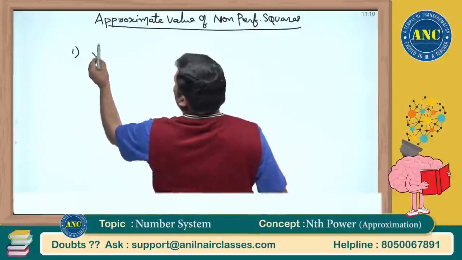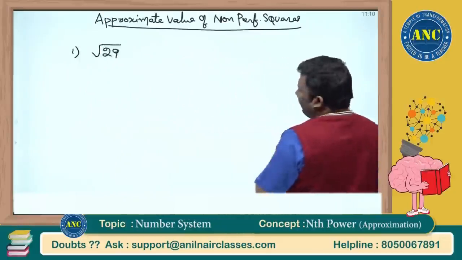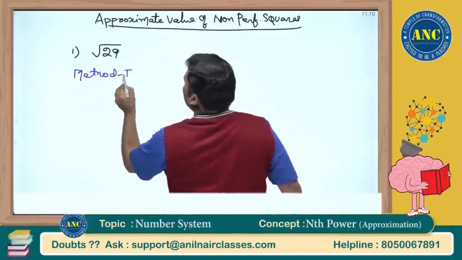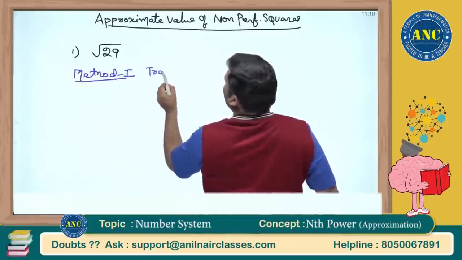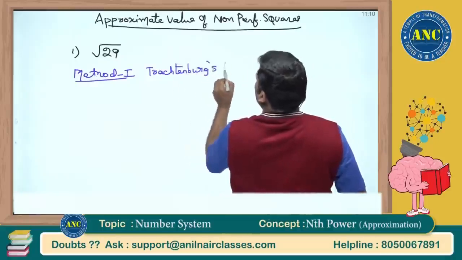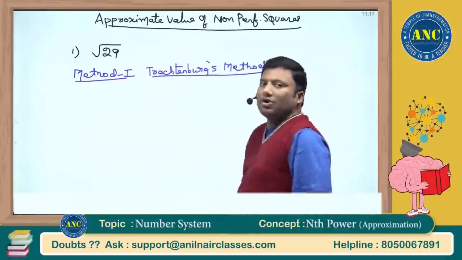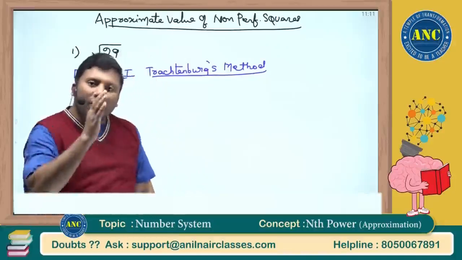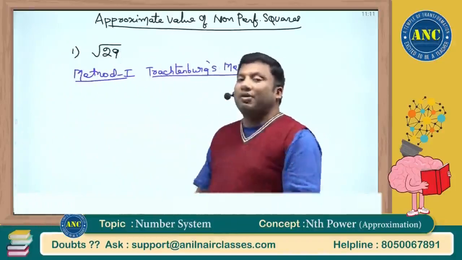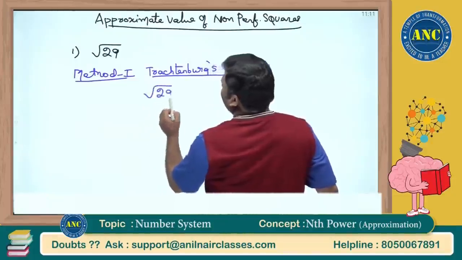First one, square root of 29. Multiple methods with the proofs. Method 1. This is not anybody's method. This is proposed by a famous mathematician by name Trachtenberg. Trachtenberg's method. How to find out the approximate value of a non-perfect square. A non-perfect square will never give a natural number at the end. How to check whether a number is a perfect square or not? All that we discussed.